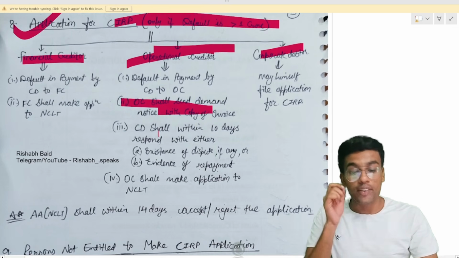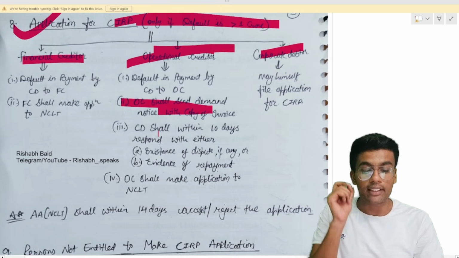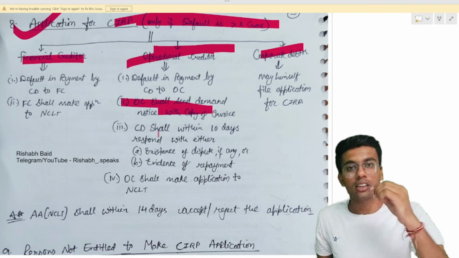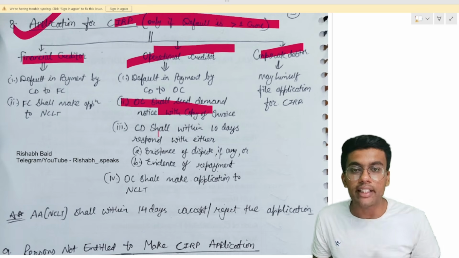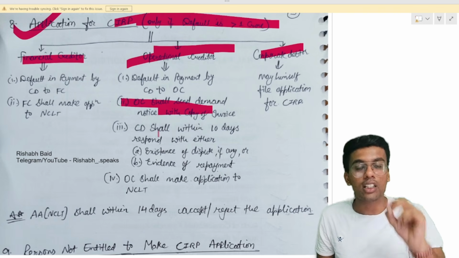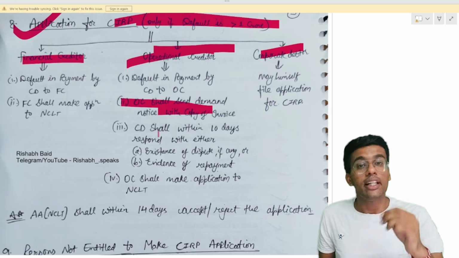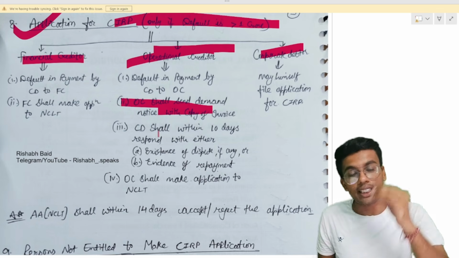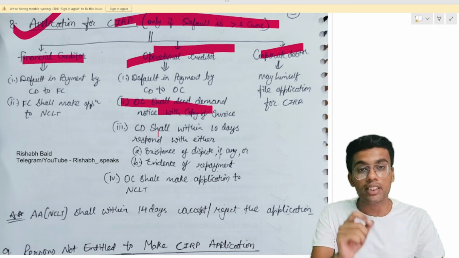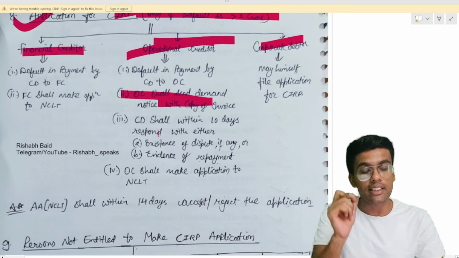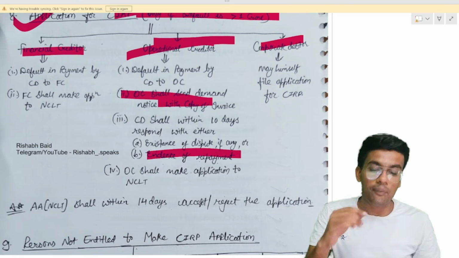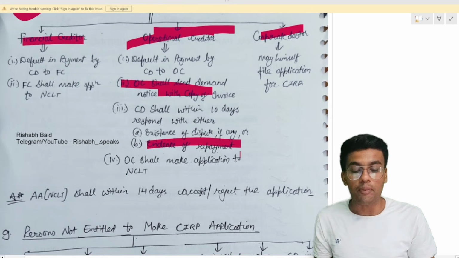Now, the corporate debtor shall, within 10 days, respond with either the existence of a dispute, if any, or evidence of repayment. There is a default in payment, so the operational creditor will send a demand notice along with the original copy of the invoice to the corporate debtor. Within 10 days, the corporate debtor has to respond to that particular notice. He may either accept or reject the claim. If he rejects the claim, then he also has to mention whether there is an existence of dispute, or if he has made the payment, then he has to furnish evidence of payment to the operational creditor. Now, the OC shall make an application to the NCLT.